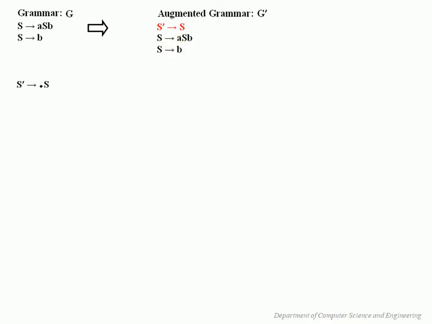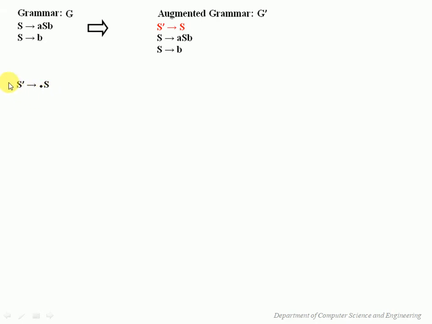Now let us start considering the items with respect to this particular augmented grammar. So we are going to construct the canonical LR0 collection of these items. To start with, we will be considering the first item with respect to the production S dash gives S in the augmented grammar. So the item is S dash gives dot S, so dot at the left end. This is the first item that we are considering. Now you need to find the closure of this particular item.